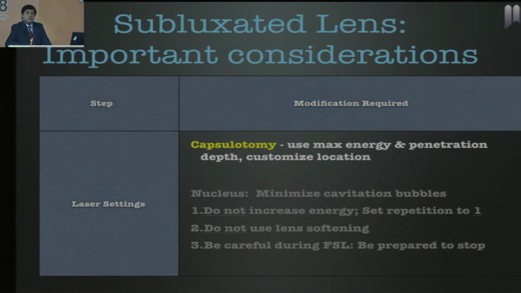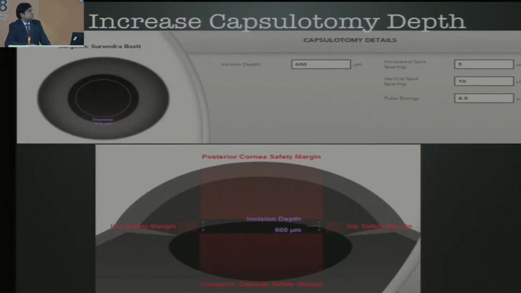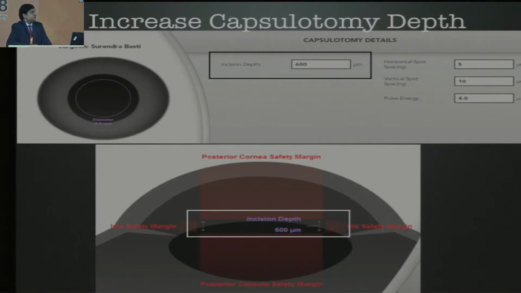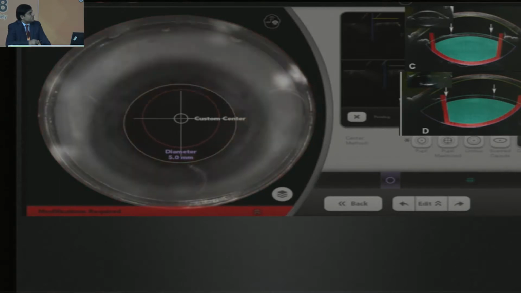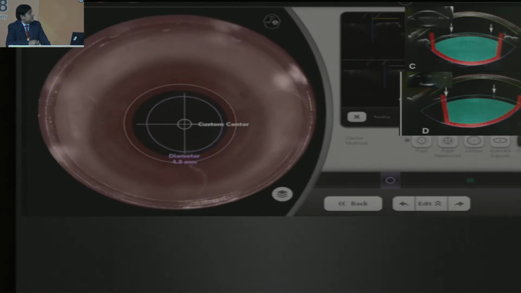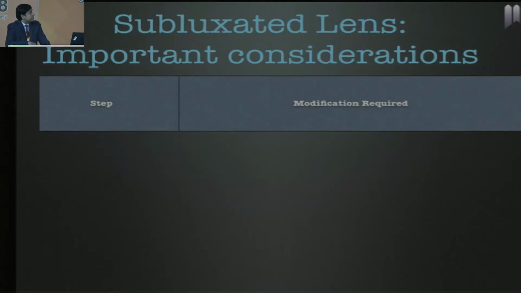So making sure that you're maximizing the energy and providing accuracy with how you're locating the calipers will ensure that the capsulotomy created by the laser is complete. And that's what I'm highlighting here. We're making sure that the incision depth is more than the usual. Normally we have an incision depth of 500 microns, and here we're increasing that again to maximize the chance that the capsulotomy is complete. And that's what we are doing here. We are customizing the position of where the capsulotomy will be created so that the capsulotomy is nicely centered on that decentered bag.